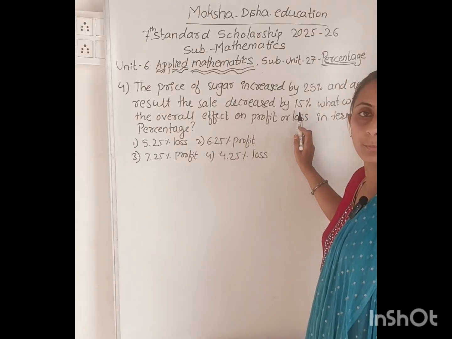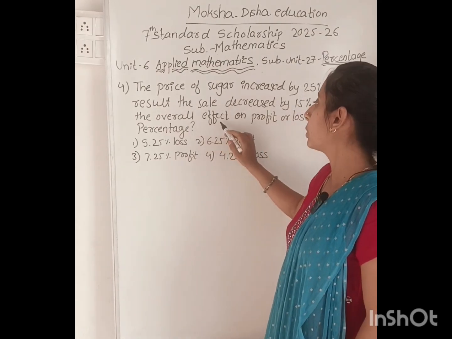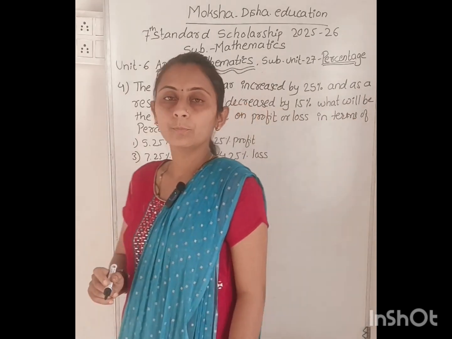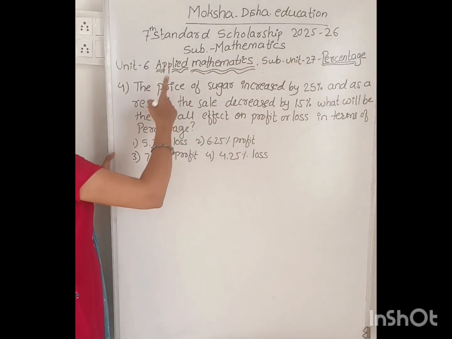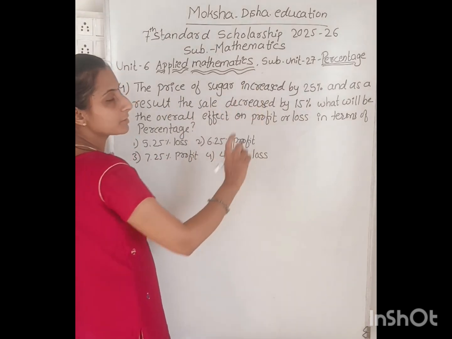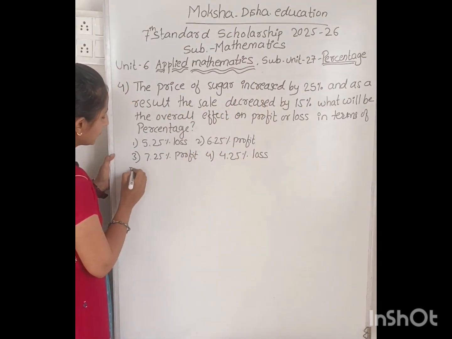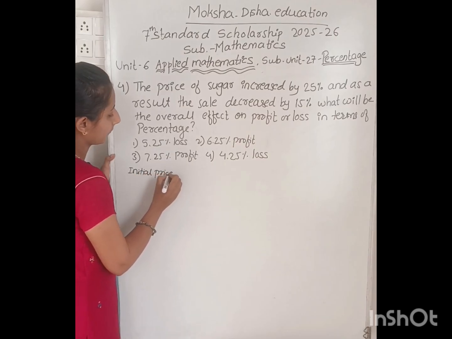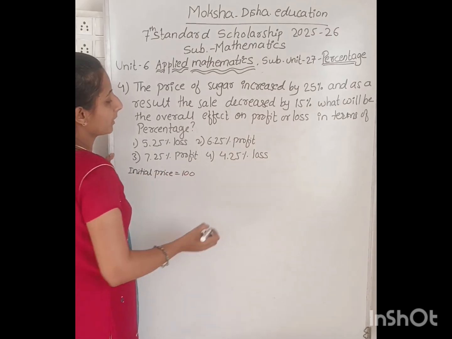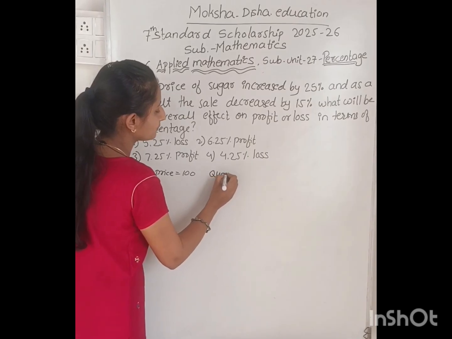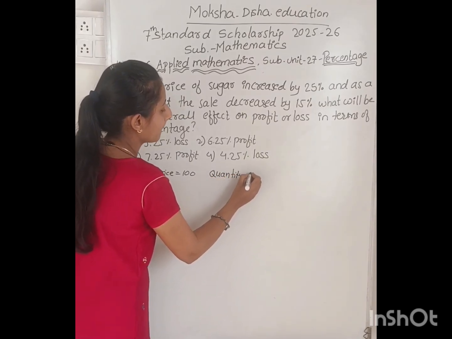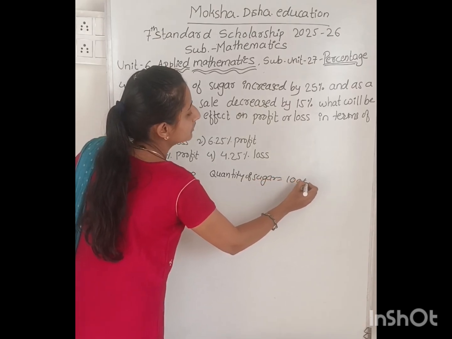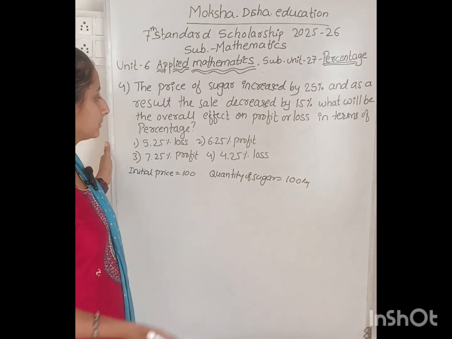Fourth question: the price of sugar increased by 25% and as a result the sale decreased by 15%. What will be the overall effect on profit or loss in terms of percentage? So the price of sugar increased by 25%. So the initial price of sugar is 100 and quantity of sugar is 100 kg. We consider it as 100 kg.